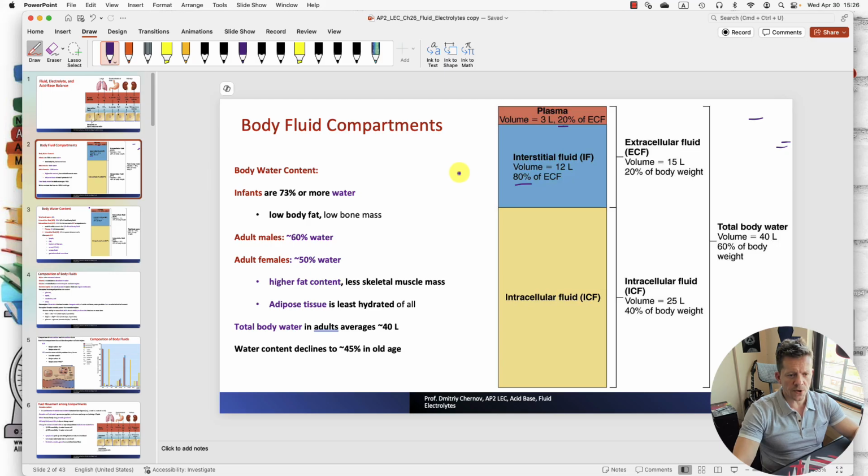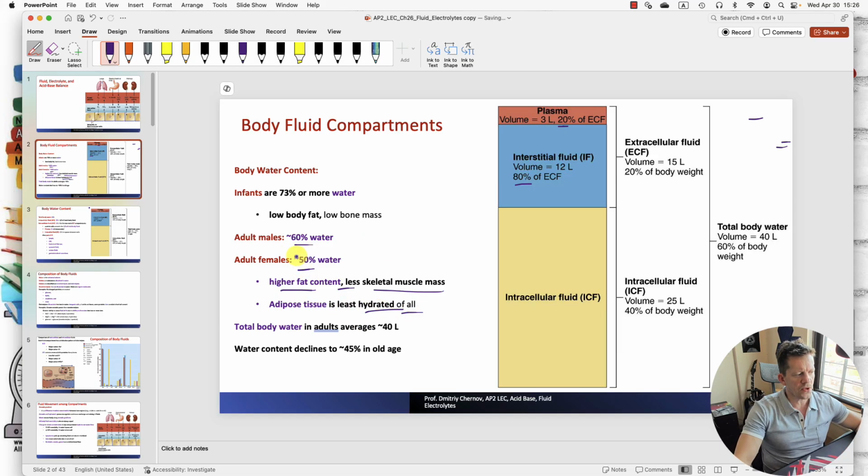And between genders, males and females, fluid fluctuates. Males are about 60% water and females are about 50% water. So there are also other fluctuations. Why with the females? Higher fat content, less skeletal muscle. Adipose tissue is the least hydrated of all.